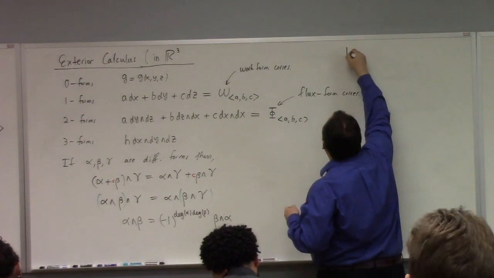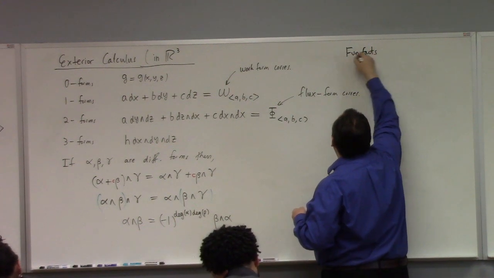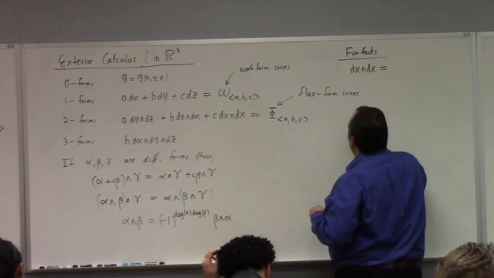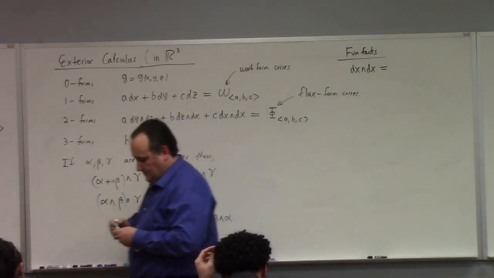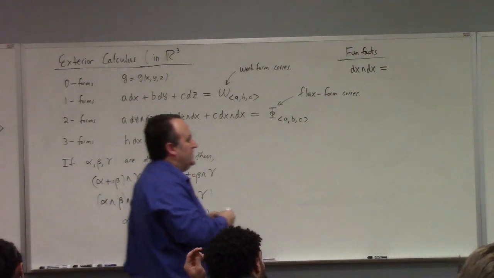So like fundamental fun facts, all right? See, these things are basic. dx wedge dx is equal to minus dx wedge dx. What's that mean then?